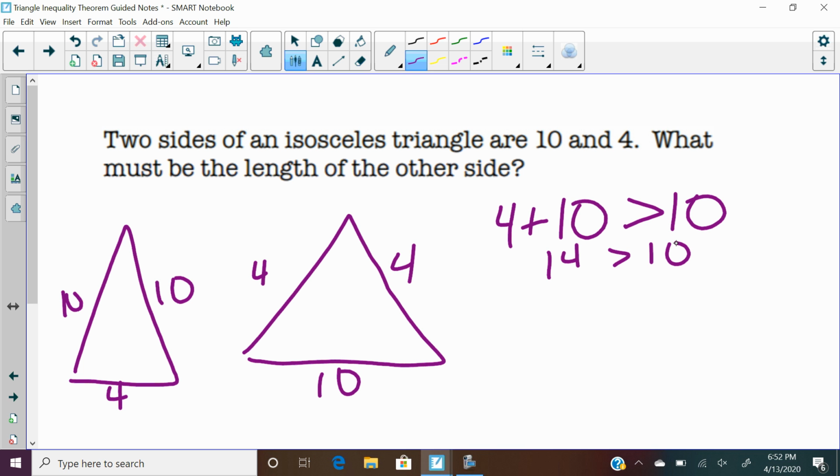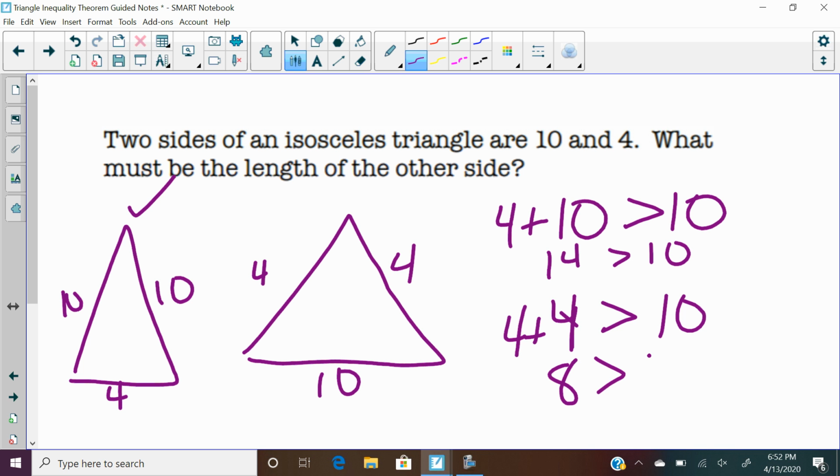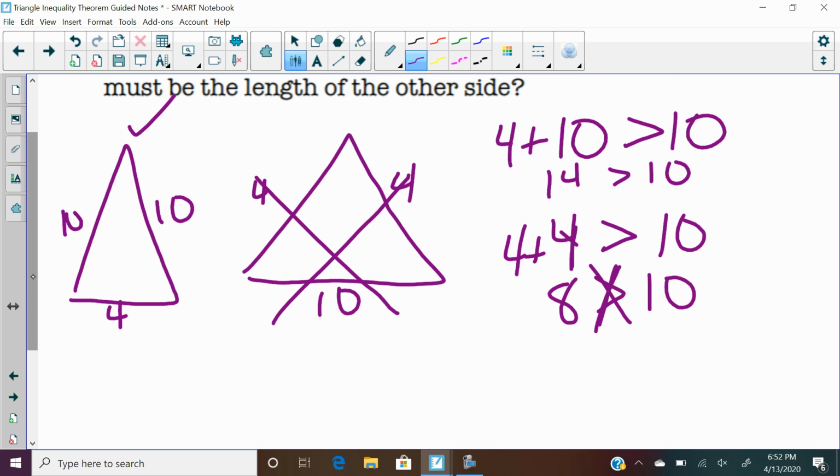I get 14, which is greater than 10. So this triangle works. If I do that for the other triangle, if I add 4 and 4 together to get a number greater than 10, I get 8 is greater than 10, which is not true. So this cannot be the answer. So the two sides of an isosceles triangle are 10 and 4. What must be the length of the other side? It must be 10.